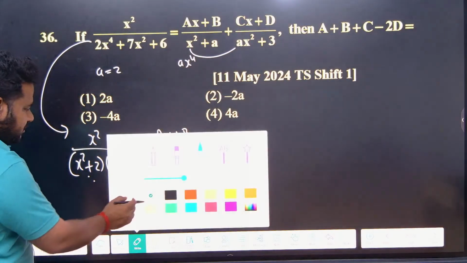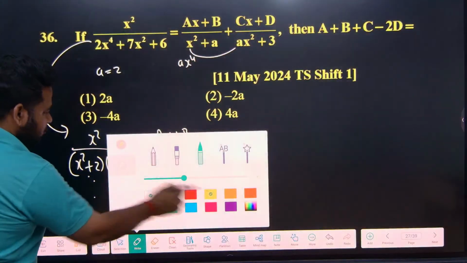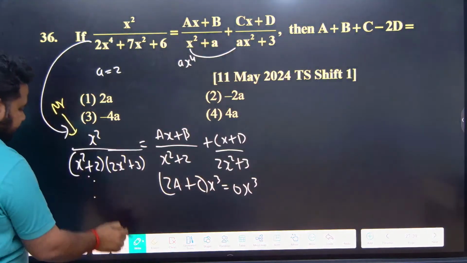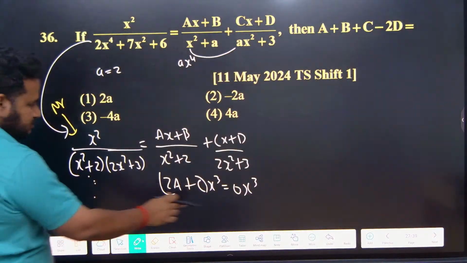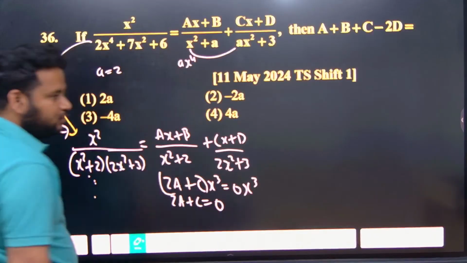You have to focus on the numerator, because the denominators will get cancelled on taking the LCM. So I am doing it directly; you have to focus completely on the numerator now. Forget about the denominator here. Now see here, 0 x cube. So 2a plus c will be equal to 0.